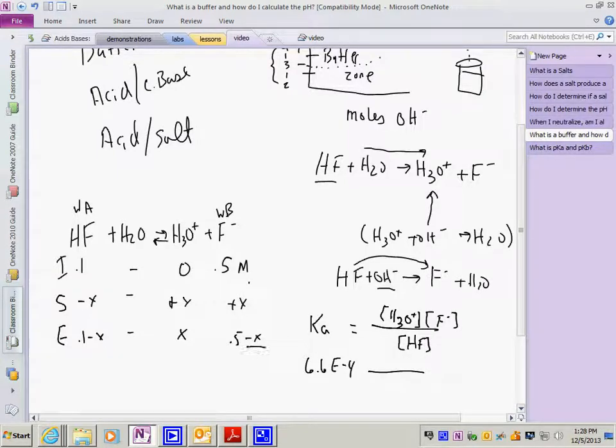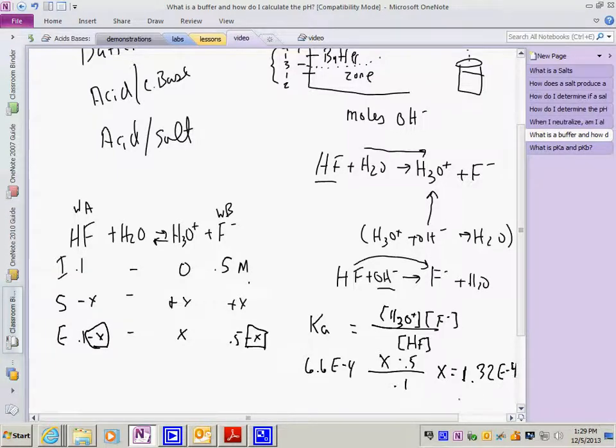And plug your values in. I'll use my shortcut rule here and here. So it's going to be x times 0.5 over 0.1. Grabbing a calculator, solving for x. 6.6 e to the negative fourth times 0.1 divided by 0.5, and I get, in this case, x equals the concentration of the H plus ions at being 1.32 e to the negative fourth.